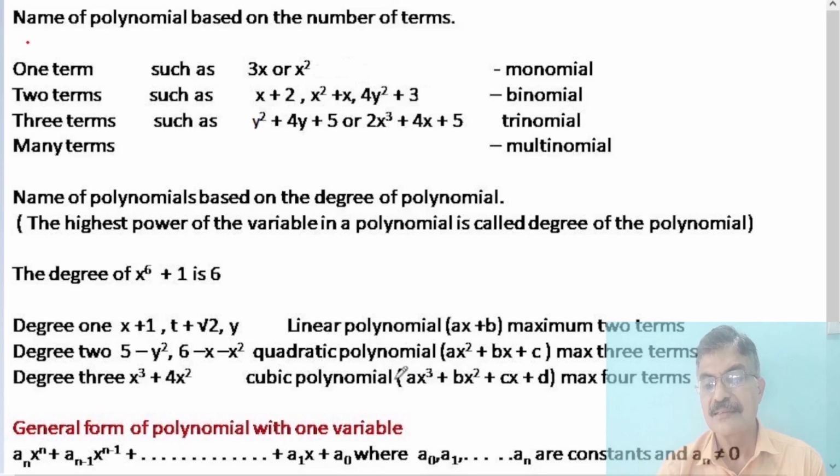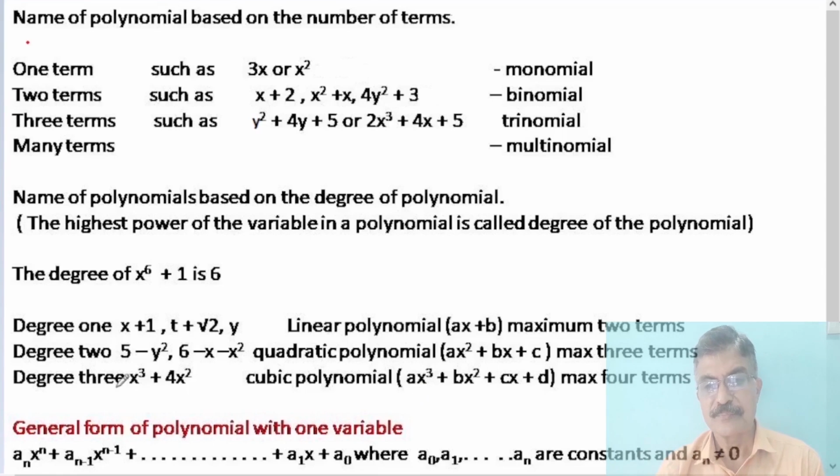Its general form is ax square plus bx plus c, and one condition is there: a should not be 0. If a becomes 0, this polynomial becomes bx plus c, degree is 1, then it will become a linear polynomial. So the condition is a should not be 0. What will be the maximum number of terms? 3. Minimum 1. What will be that term? x square.